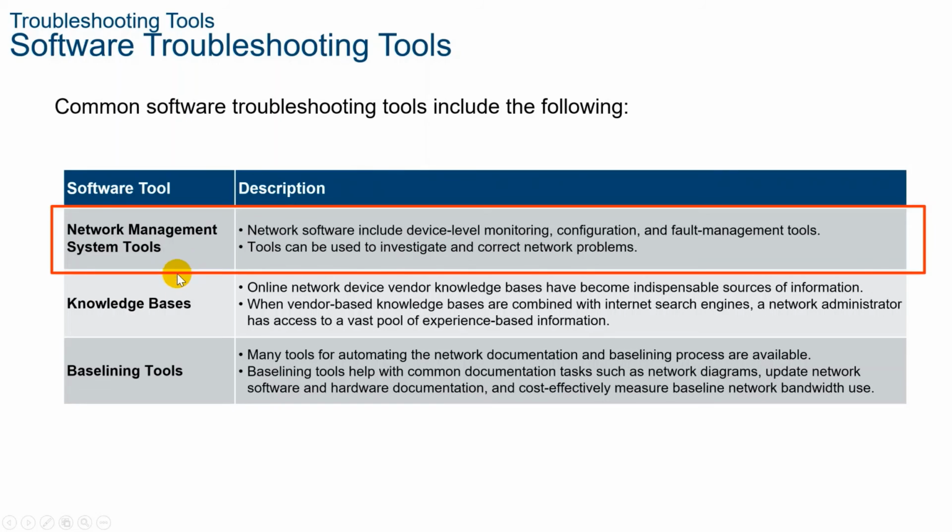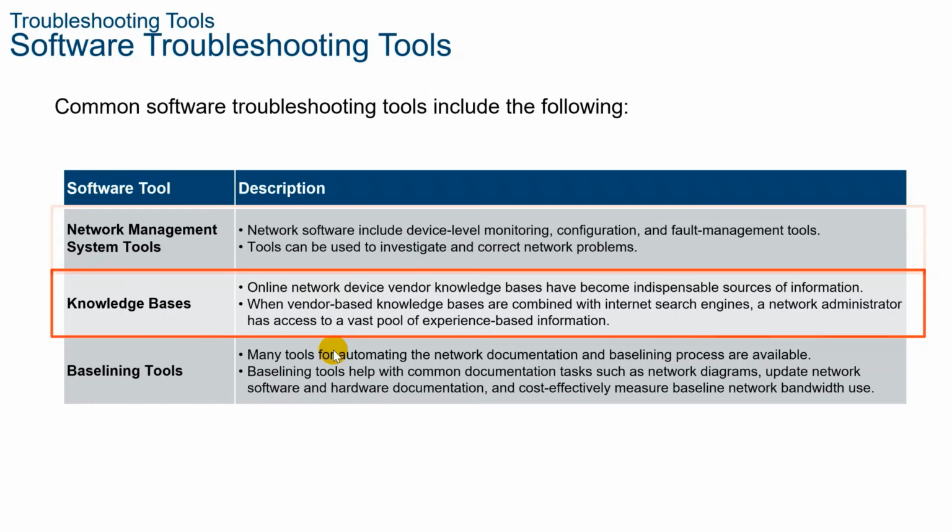So you've got the network management system tools. NMS or network management system tools include device level monitoring, configuration, and fault management tools. These tools can be used to investigate and correct network problems. Network monitoring software graphically displays a physical view of network devices, allowing network managers to monitor remote devices continuously and automatically. Device management software provides dynamic device status, statistics, and configuration information for key network devices.